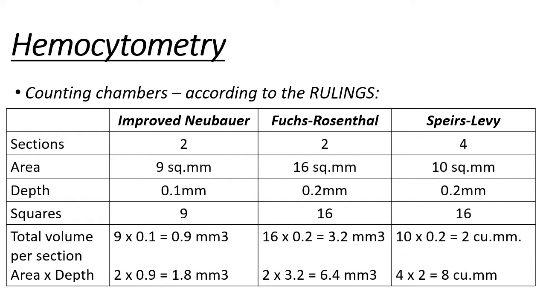Dito naman tayo with Spears-Levy. Okay. 4 naman ang sections ng Spears-Levy. Area is 10 square millimeter. Depth is 0.2 millimeter. Ang squares, pareha sila ni Fuchs Rosenthal na 16. To compute for the volume, area times depth dapat yan. 10 times 0.2 is 2 cubic millimeter. So, 4 yung section. So, 8 cubic millimeter all in all.